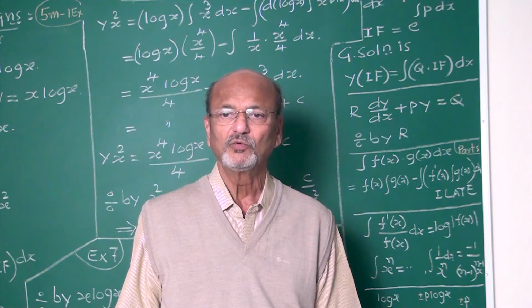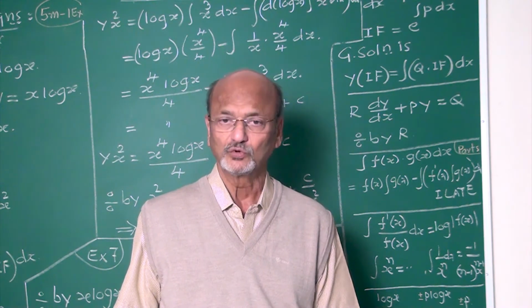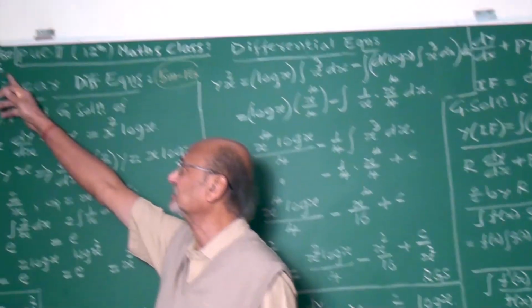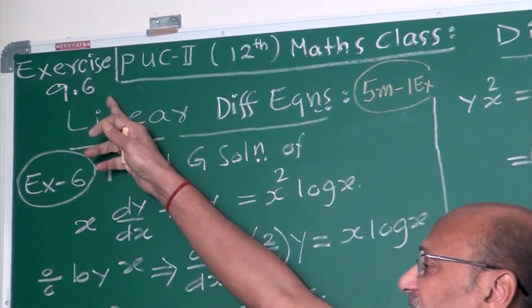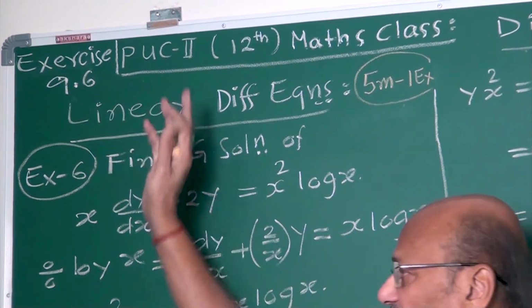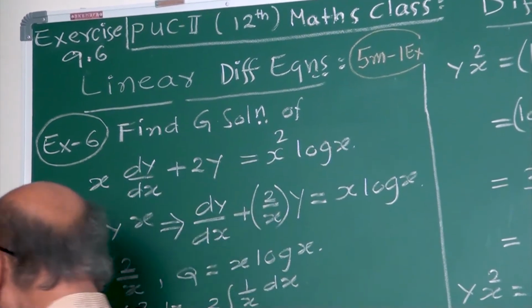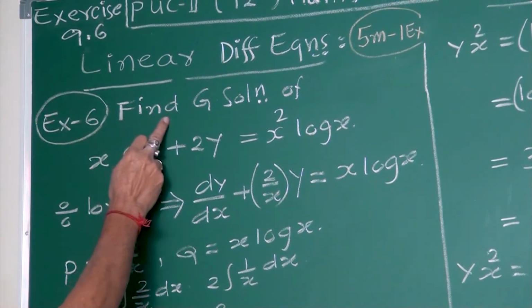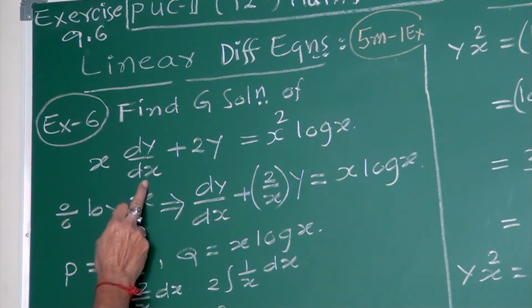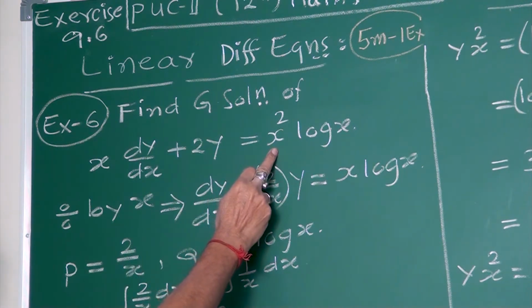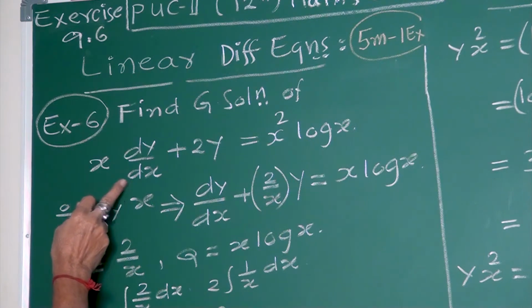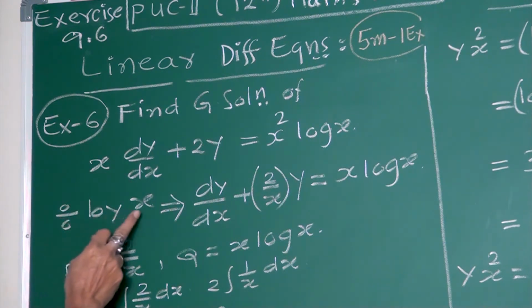Today I do a few more examples of general solutions, taking the examples from your exercise 9.6. This is example number 6 in this exercise. Find the general solution: x into dy by dx plus 2y equal to x square log x. What is your observation? The coefficient of dy by dx is other than 1. Divide each term by x.